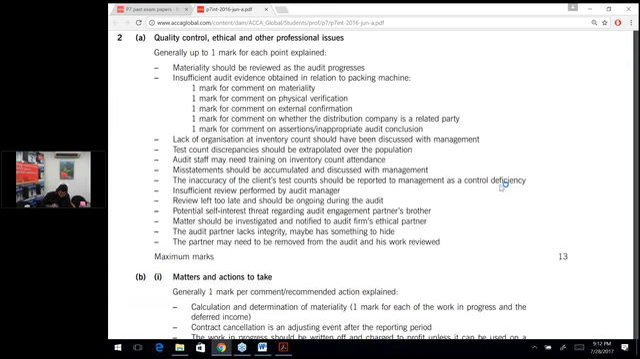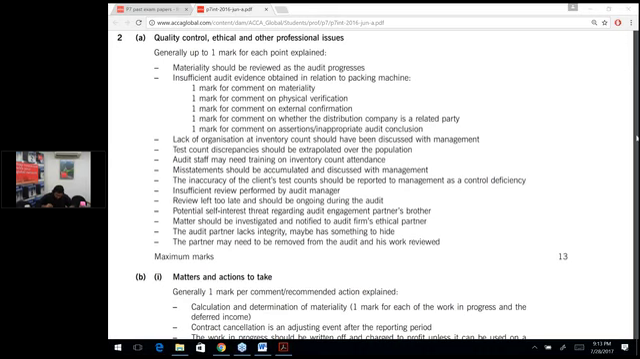Managing director is responding. Then it says lack of organization, and the inventory count should have been discussed with management. The test count should be extrapolated. Audit staff may need training on inventory count attendance. Inaccuracy of the client's test count should be reported. Insufficient review performed by the audit manager. Review left too late and should be ongoing during the audit. Self-interest threat: the matter should be investigated and notified. The audit partner lacks integrity, maybe has something to hide, and the partner has to be removed from the audit, and so on. So you see, that's how it is. You need to think in general and you can find a lot of points. You don't have to be specific.